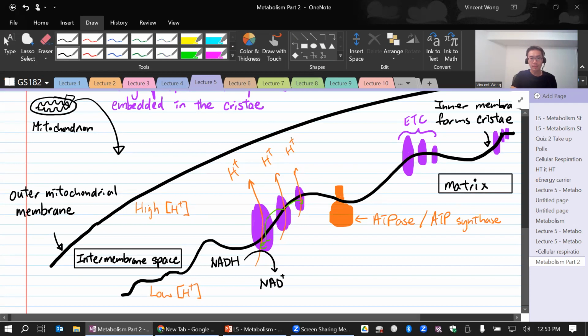The H+ will go through the ATPase. As it goes through the ATPase, it literally turns it, and that allows ADP and P to combine, and then we form ATP.